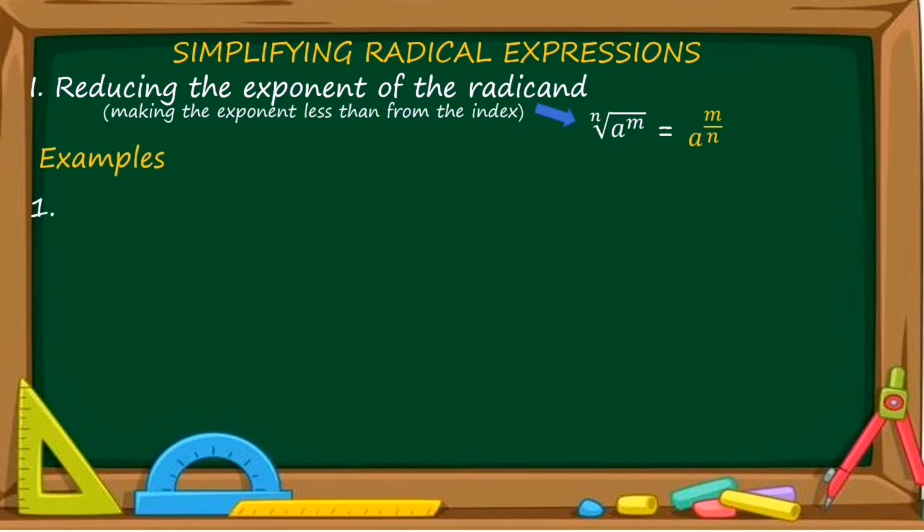Examples are the square root of 49. 49 in exponential form is 7 raised to 2. So it is equal to the square root of 7 raised to 2. Following the rule, it is equal to 7 raised to 2 over 2. The value of 2 over 2 is already 1, so our answer is 7.